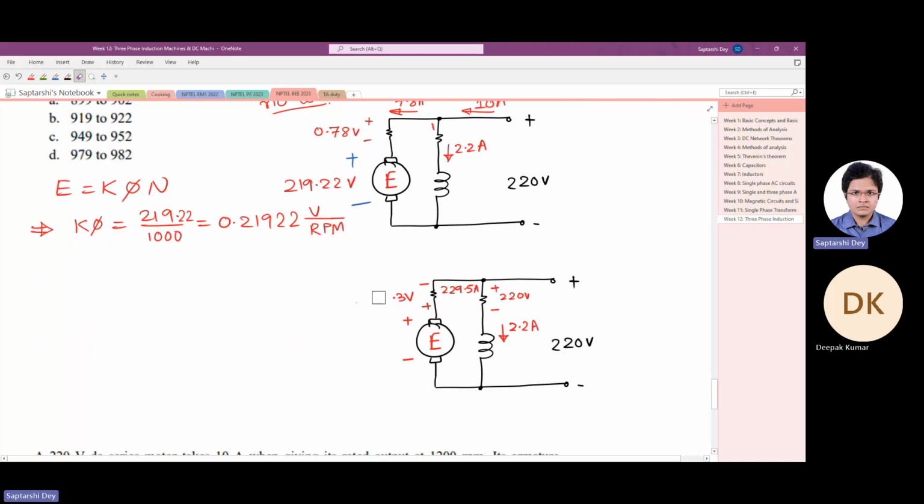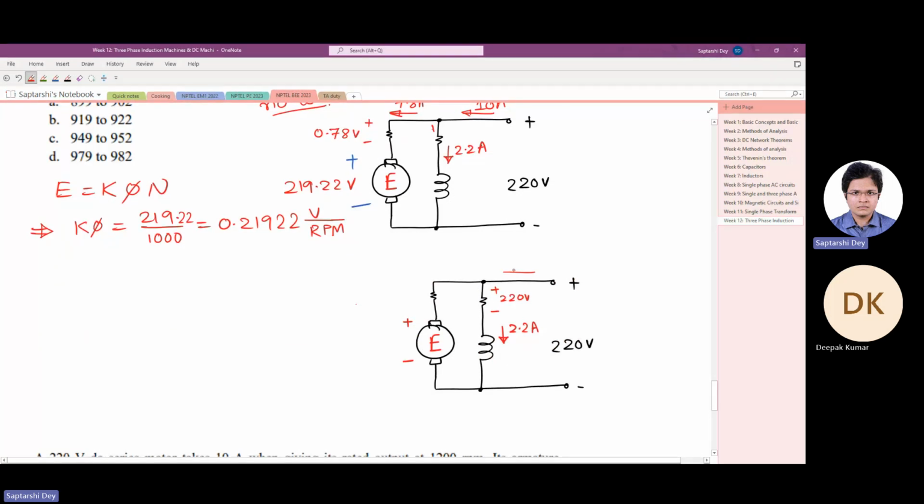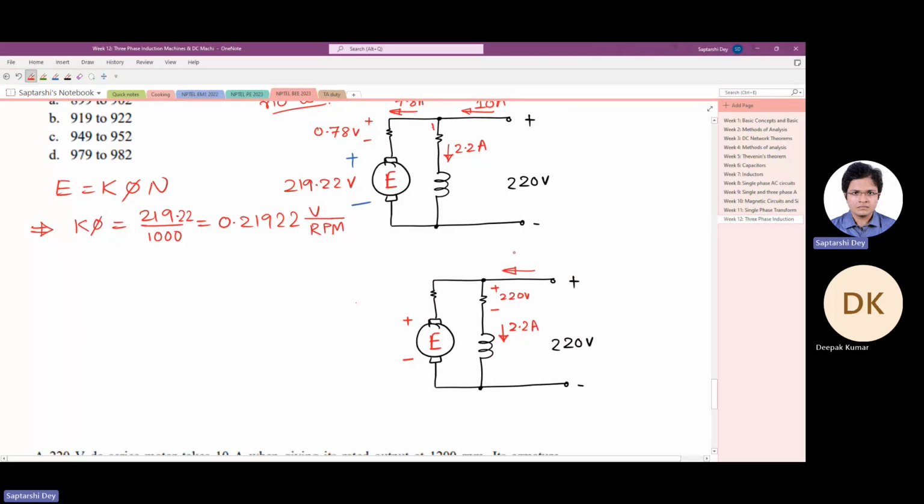Armature current, field current I am not changing. It remains the same, 2.2 ampere, right? But now the current it is drawing, because it has been loaded. So what happens if it is loaded? If it is loaded, the speed drops. If the speed drops, the back EMF drops, because E is k phi n.